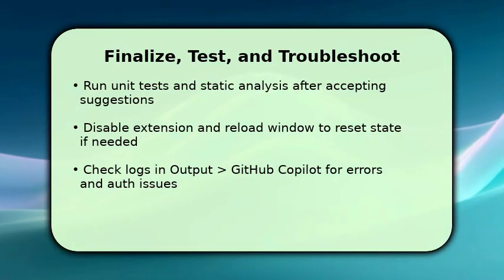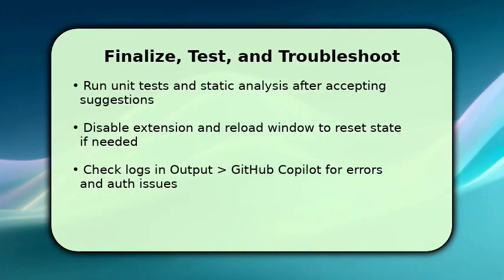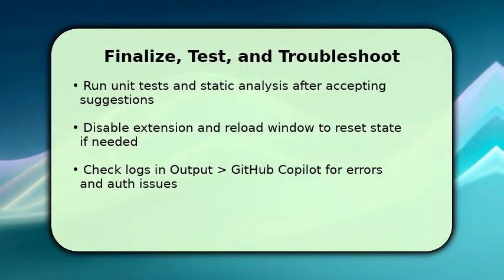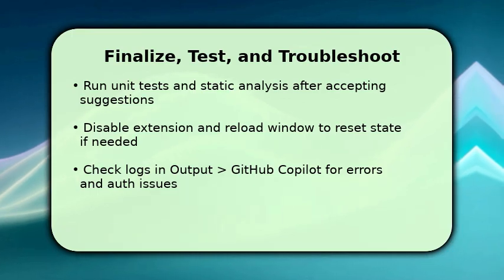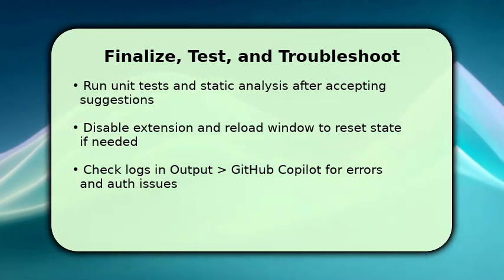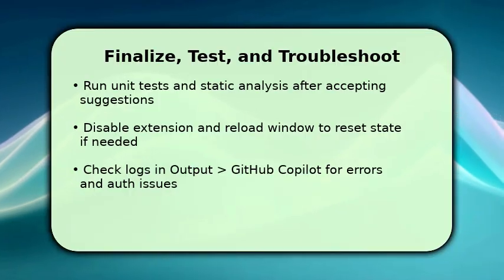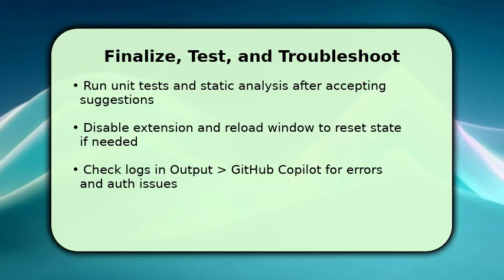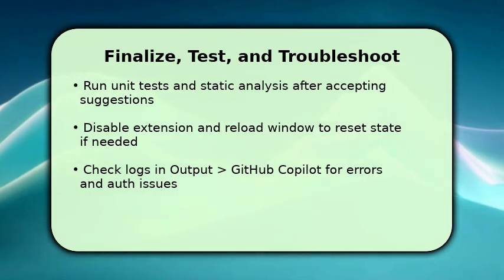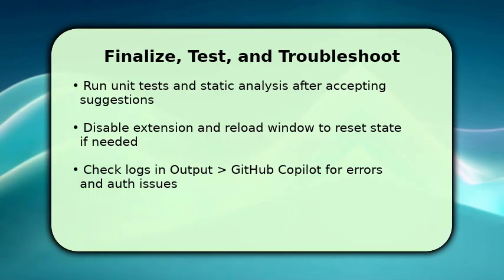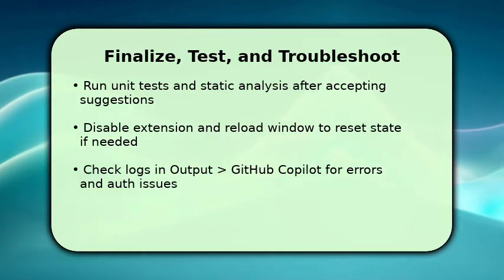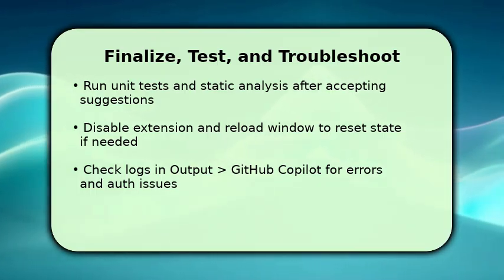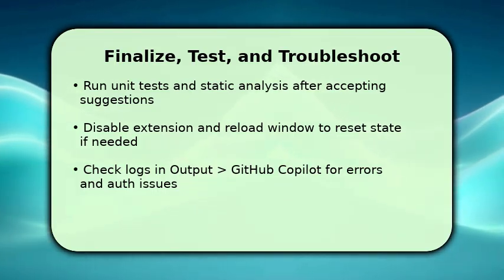You finish by running your unit tests and linters to validate Copilot-generated code. Never assume suggestions are correct. If behavior seems off, disable the extension and reload the window to clear transient state, then sign in again. Make sure to inspect Output, GitHub Copilot for authentication or network errors, and confirm Workspace Trust is enabled so Copilot can access files. If suggestions remain inaccurate, refine prompts with clearer comments or smaller functions to improve relevance.